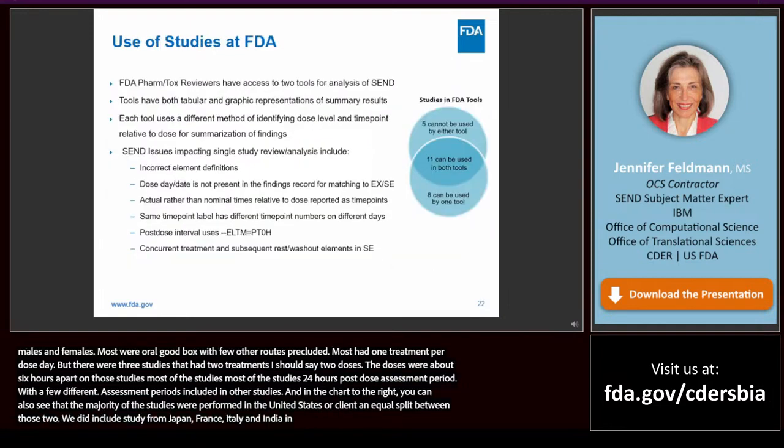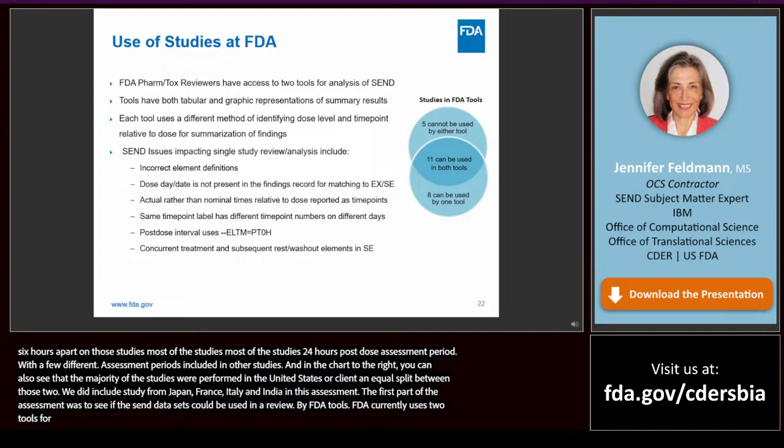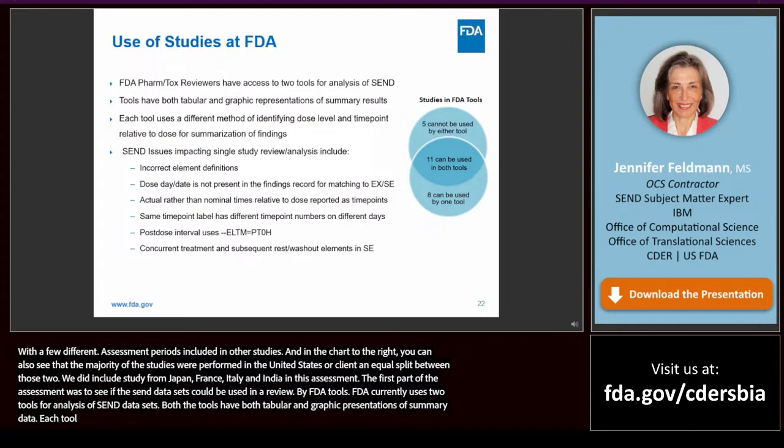So the first part of the assessment was to see if the SEND data sets could be used in a review by FDA tools. FDA currently uses 2 tools for analysis of the SEND data sets. Both of the tools have both tabular and graphic representations of the summary data, but each tool uses a slightly different method of identifying the dose levels and the time points relative to dose for summarization of the findings.